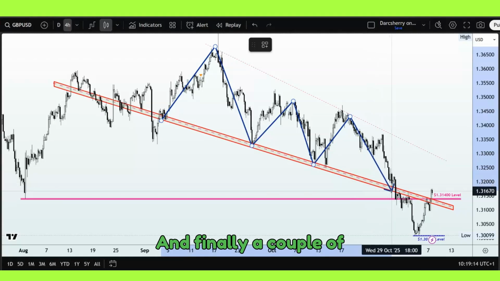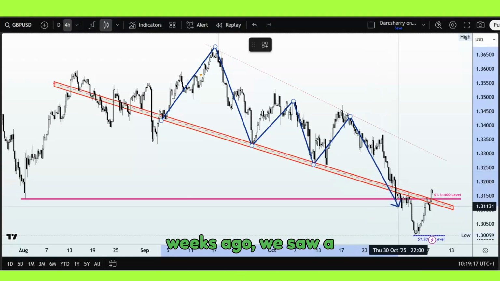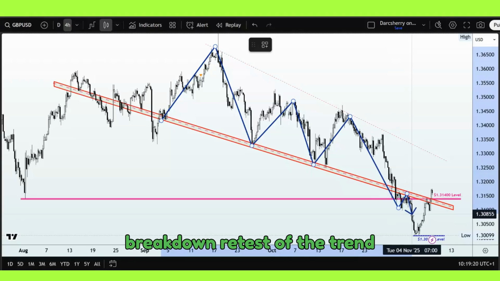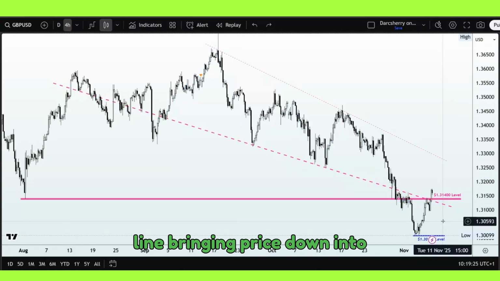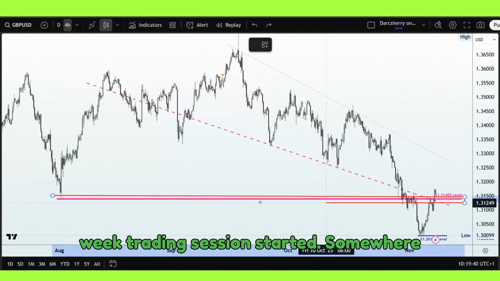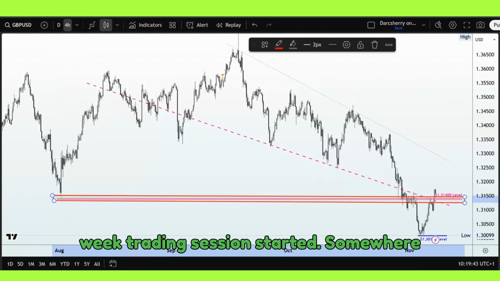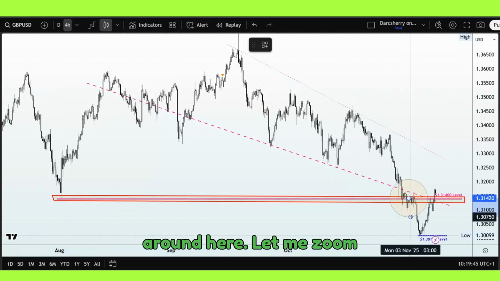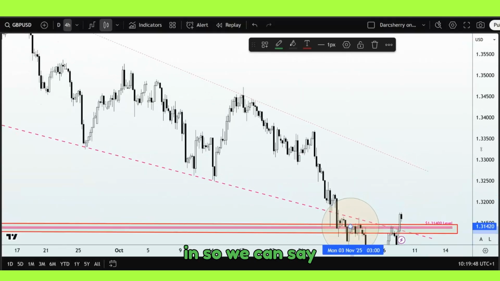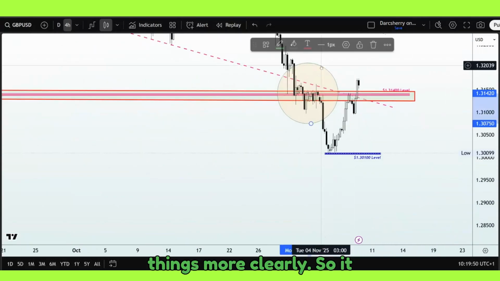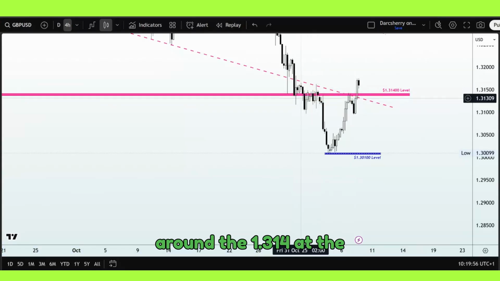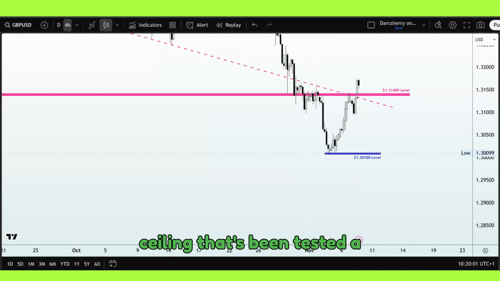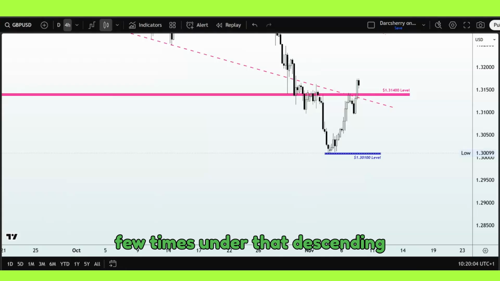And finally, a couple of weeks ago, we saw a breakdown and retest of the trend line, breaking price down into the 1.30100 area. So this was exactly where last week's trading session started, somewhere around here. Let me zoom in so we can see things more clearly. It was more of price oscillating around the 1.314 at the beginning of the week, a ceiling that's been tested a few times under that descending trend line.